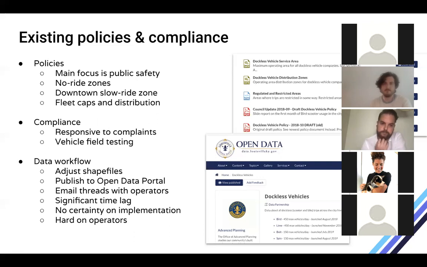To walk you through a little bit of the workflow and how we manage this, initially I just emailed the operators GIS shapefiles for them to incorporate and update in their backends. Then we'd start trying to standardize the process. I uploaded shapefiles for distribution zones or no ride zones and fleet caps to our city's open data portal. Then we'd email the operators with a link to the updated file. And I track all of this through a Google Sheet.